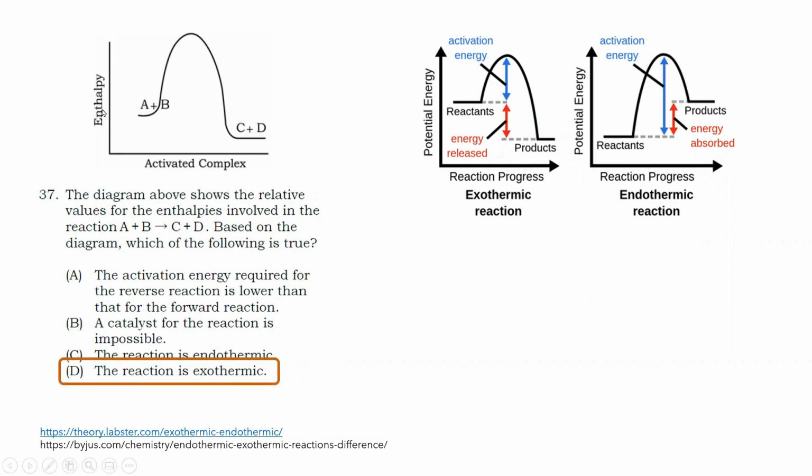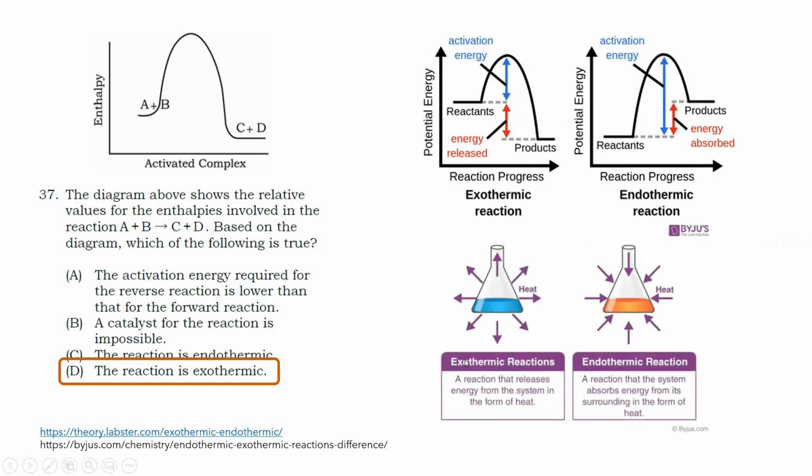So, kapag nakita nyo na yung reactant side, yung A plus B, has greater enthalpy compared to the product side, meaning exothermic reaction yun. And yung opposite naman, katulad nito, kapag yung enthalpy or yung potential energy nung reactant is lower than the product side, meaning endothermic reaction yon. So, ano ba yung enthalpy?